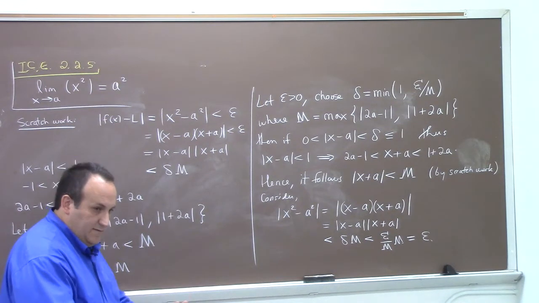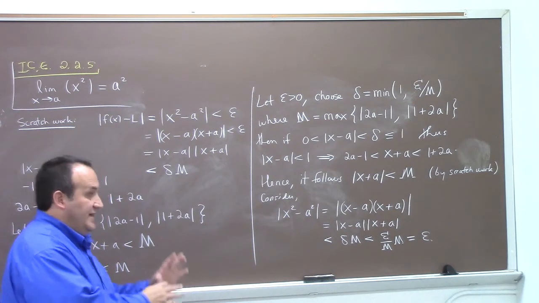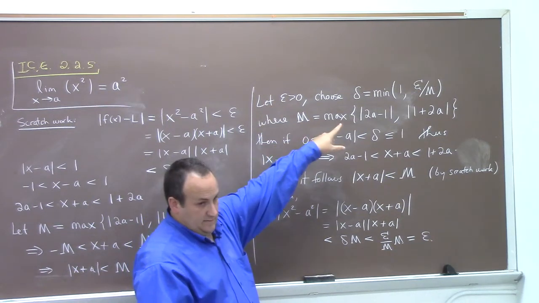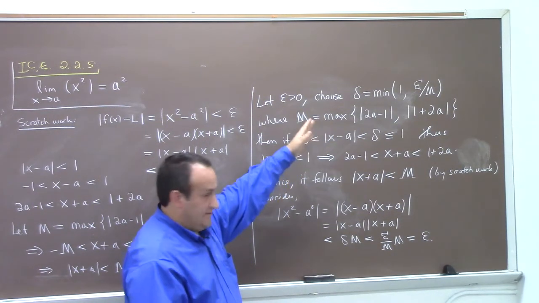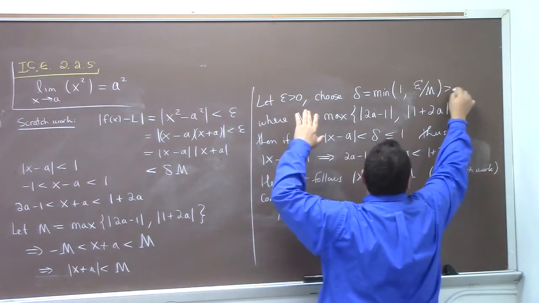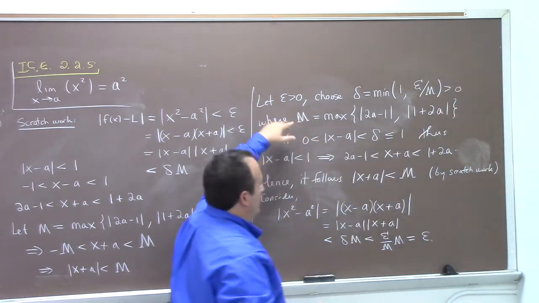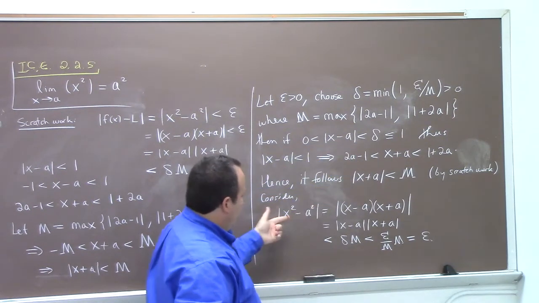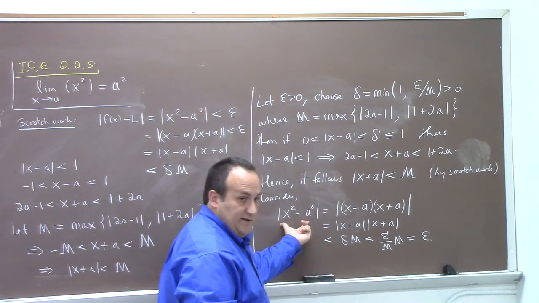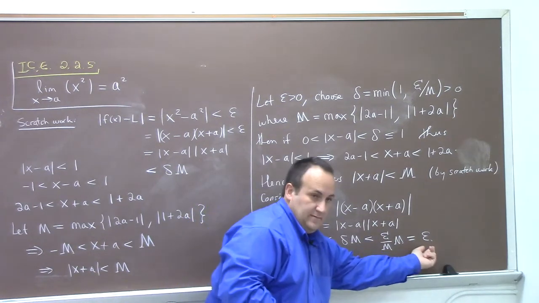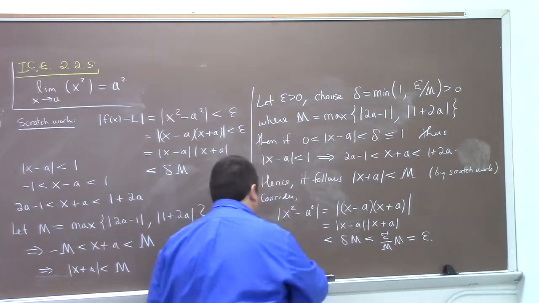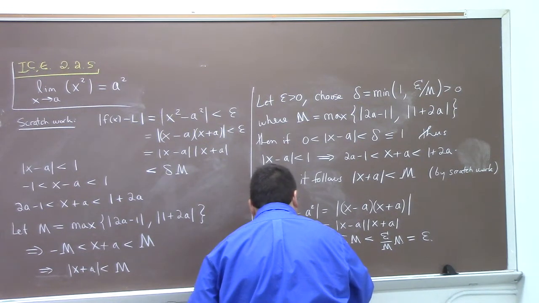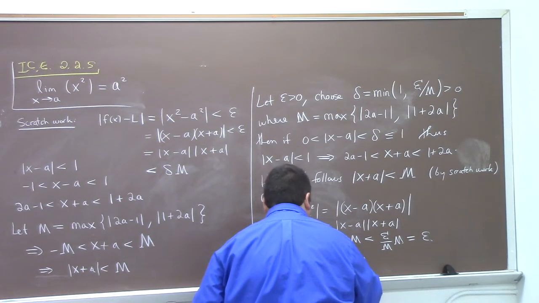So what I've shown, to recap, is that for each epsilon greater than 0, you can choose a delta greater than 0, for which, if we're within delta units of the limit point, we're within epsilon units of the limiting value for the output. Therefore, the limit as x goes to a of x squared is a squared.